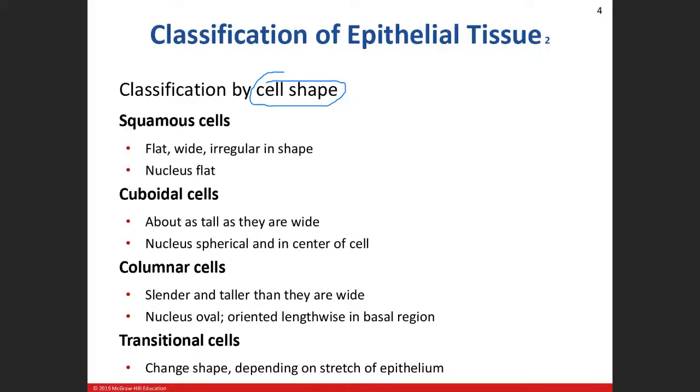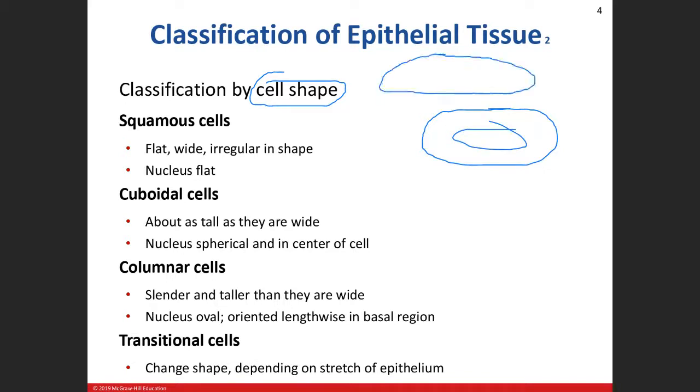Cool. All right. So there's four types. The first one is squamous. Your book describes it as a flattened tile shape. I always thought that squamous looks like a fried egg. It's kind of a flattened shape like that. So the cell itself has a fried egg appearance to it, or tile shape appearance. The nucleus is kind of flattened. So it looks kind of like what I've drawn here.